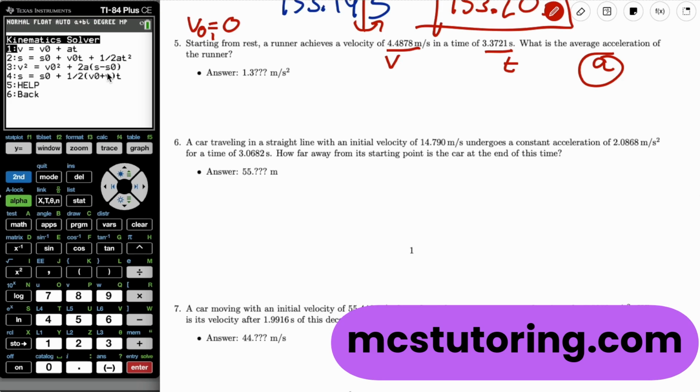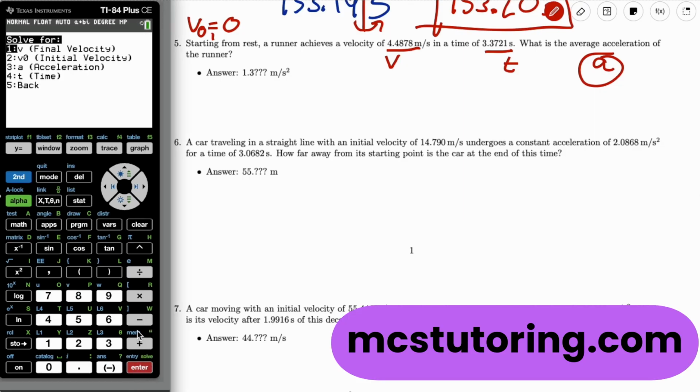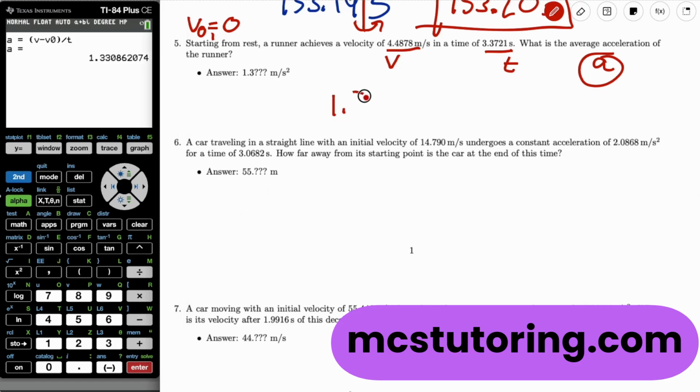So we look here. We've got a few options. We don't have a distance s, so what we're going to do is look at v equals v0 plus at, option 1. And then what are we looking for? We're looking for the acceleration here. V is 4.4878. And v0, that's initial velocity. Starting from rest means initial velocity is 0. And then the time is 3.3721. There we go.